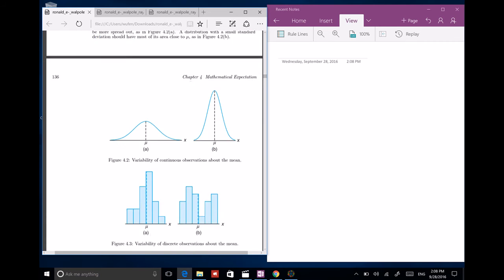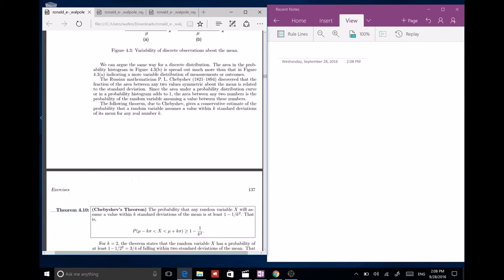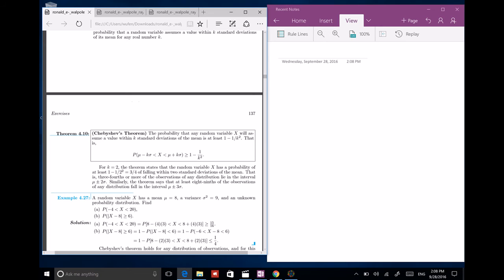Chebyshev's theorem. Let's just read it. The probability that any random variable X will assume a value within k standard deviations of the mean is at least 1 minus 1 over k squared. That is, the probability of mu minus k sigma less than X less than mu plus k sigma is bigger than or equal to 1 minus 1 over k squared.